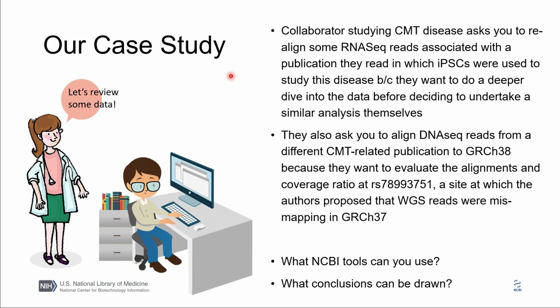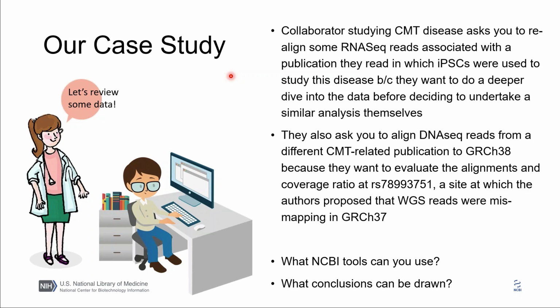Your collaborator is also going to ask you to help them with a second analysis in which they're now going to have you align some DNA-seq reads, now not RNA-seq, but DNA-seq, from a different Charcot-Marie-Tooth-related publication. They'd like to get these reads aligned to the latest version of the human reference assembly, GRCh38, because they specifically want to evaluate the way the alignments look and the coverage ratio at a particular location, this SNP, rs78993751, which is a site in the publication which they had read. The authors had proposed that perhaps there was some mismapping of the read data in GRCh37.